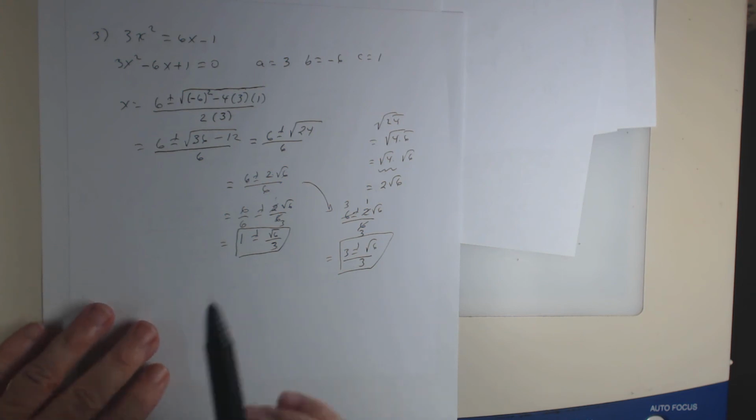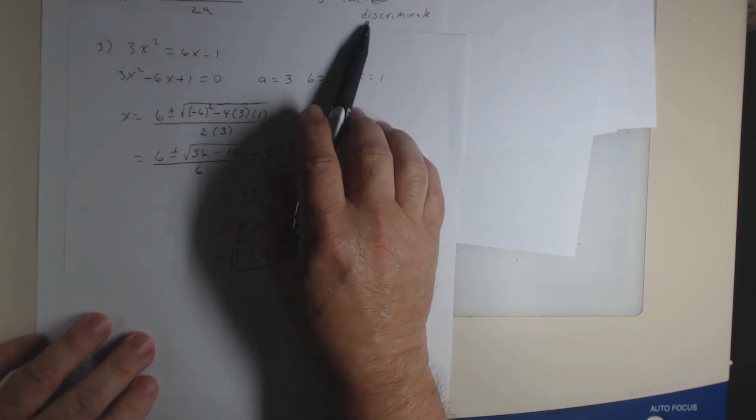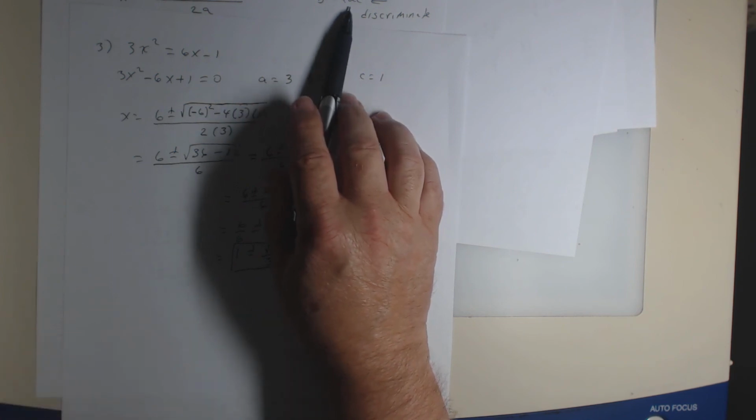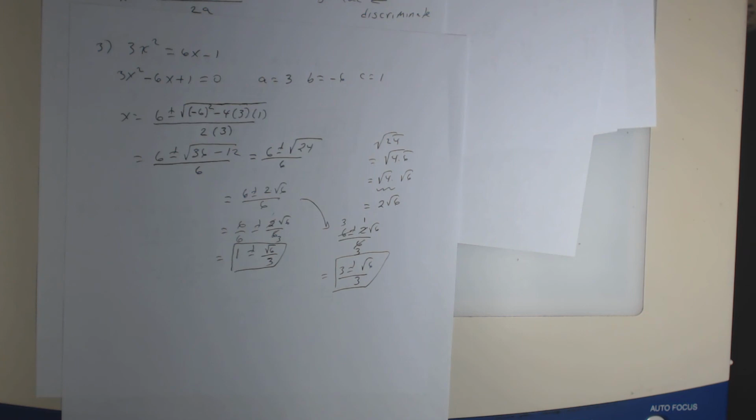So what we're going to do in a little while is we're going to talk about the discriminant. It's very simple. This is the discriminant, b squared minus 4ac. So let's just go ahead and take 5 minutes.